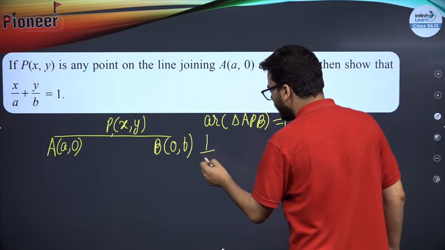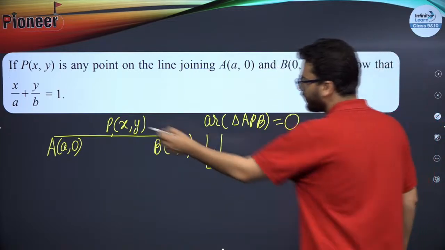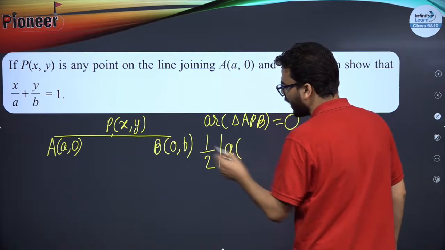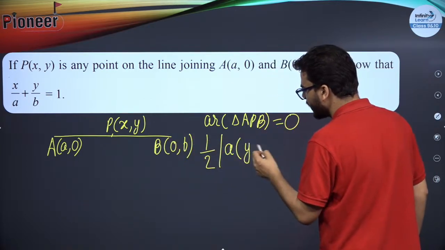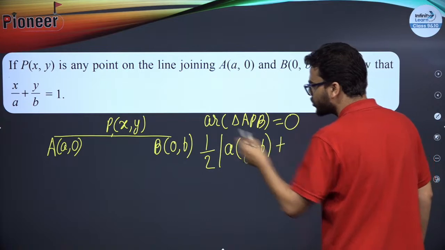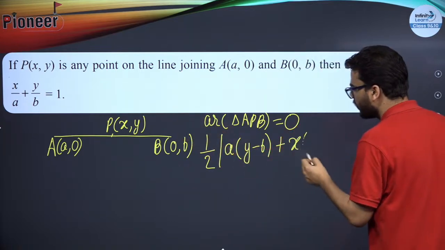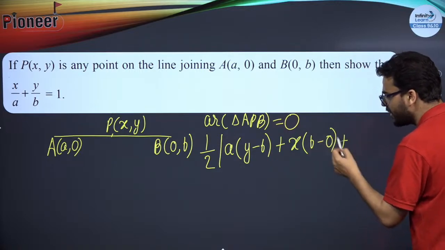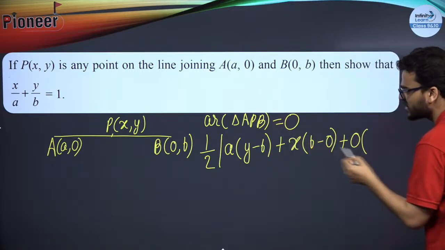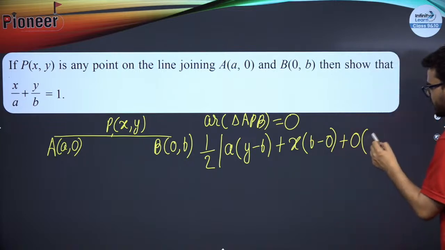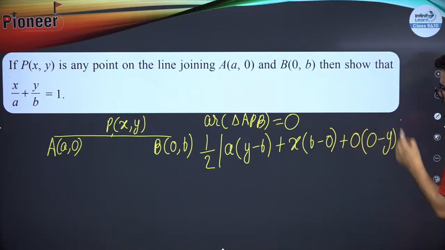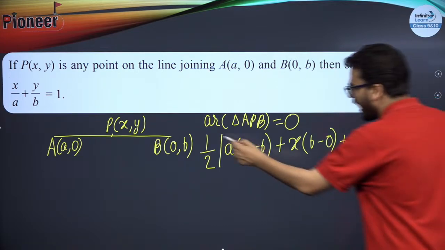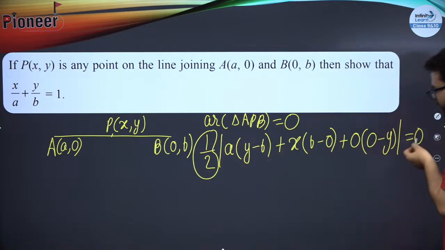It will be half into the modulus of, you remember the formula, x1 times y2 minus y3, then x2 times y3 minus y1, then x3 times y1 minus y2. Here y1 minus y2 is 0 minus y. The modulus of this is equal to 0. Do you agree with that? This half multiplied to it will be multiplied on the other side of the equation and it will become 0.